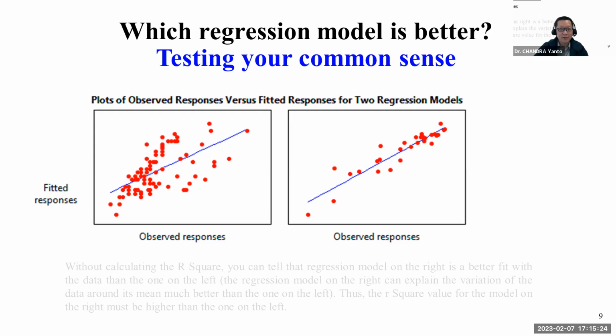Of course, right? The answer is the one on my right, because you can see the blue line is so much closer to every one of those red dots or observations, right? So it can better represent the variation of the data, while the one on my left, even though the blue line is nicely fitting the data, the data are quite spread.